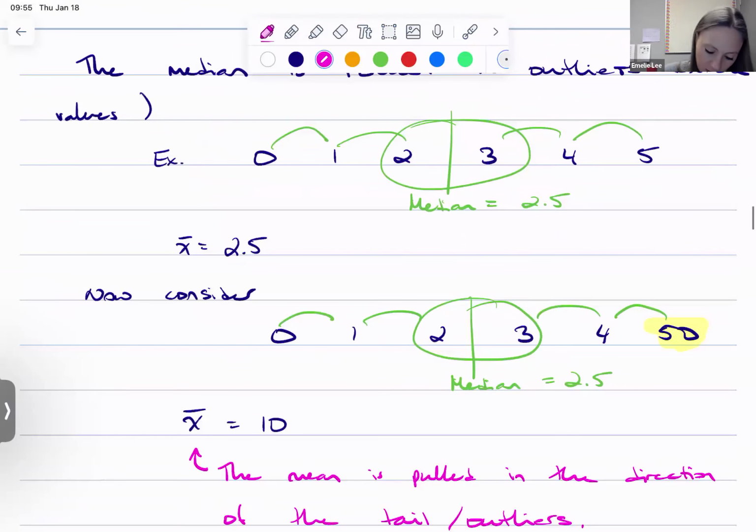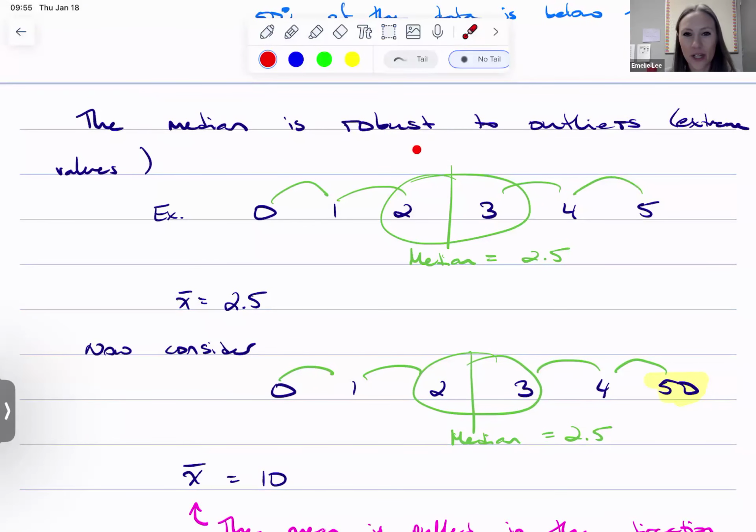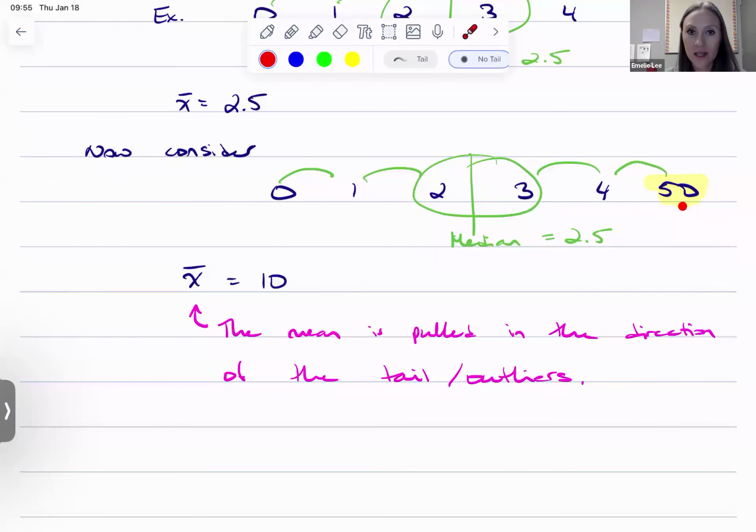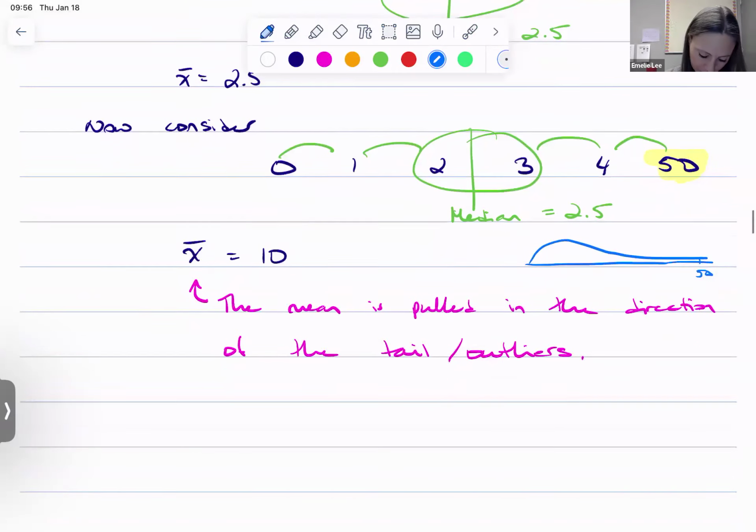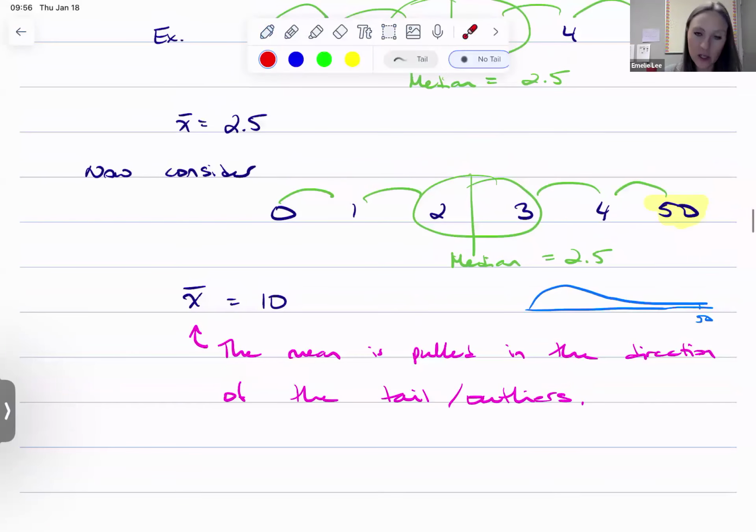And so for that reason, we say that the median is robust to outliers because it'll still hold steady in the center. It's not affected by those extreme values. Because now this would look like a very skewed distribution. If we visualize this, it would look something like this, with 50 out here. So just remember that the mean is going to be pulled in the direction of the tail, whereas the median is going to hold steady, and that's why the median is a better measure of center if you have a non-normal distribution.